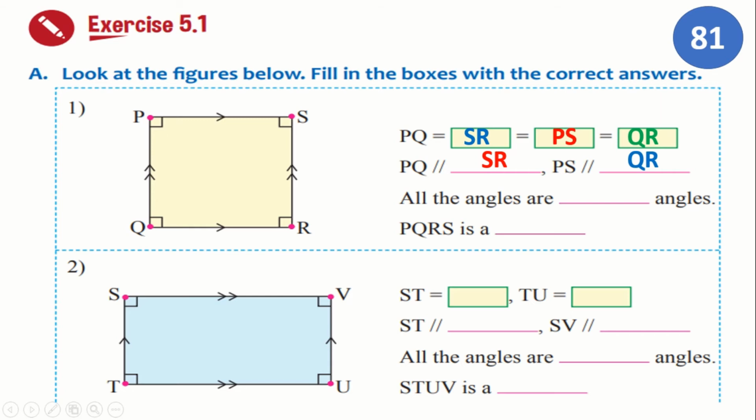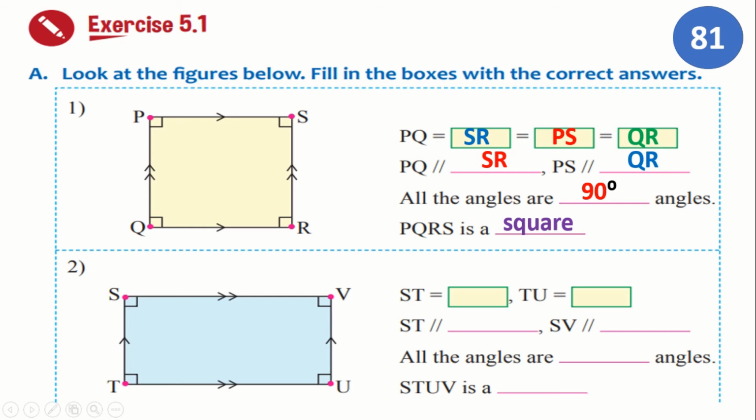All the sides are the same, and all the angles are 90 degrees. PQRS is a square. This is a square, they are equal. Correct, students? Very good.